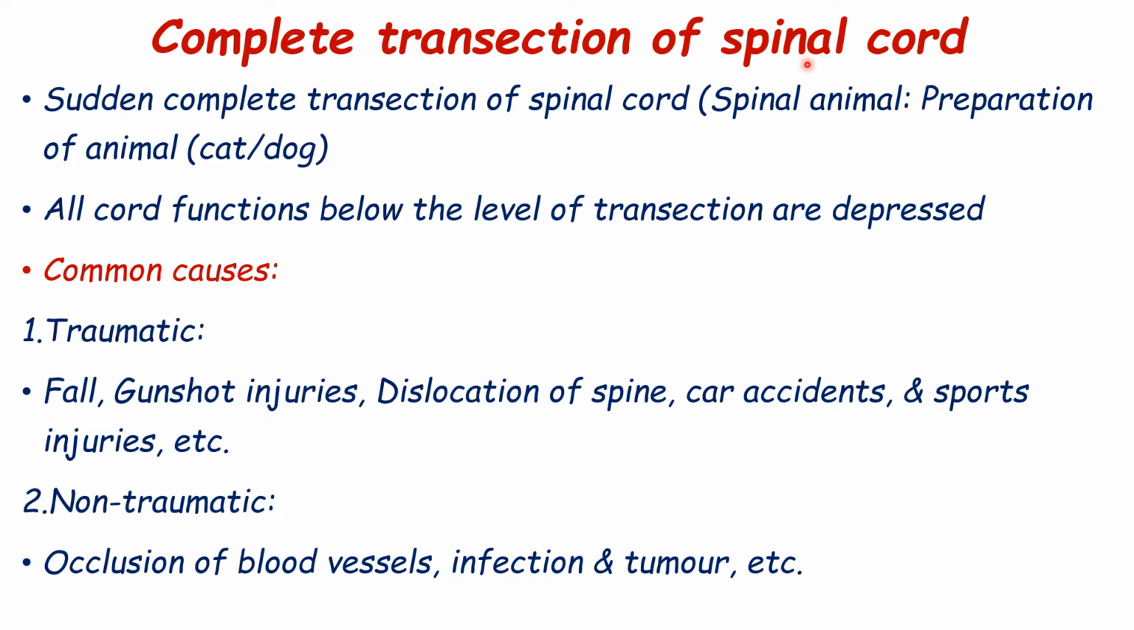Complete transection of the spinal cord, that is, the spinal cord is completely transected. So in this transection, there is sudden complete transection of the spinal cord. This can also be produced experimentally. I talked of this when we discussed the spinal reflexes, that a spinal animal can be produced, that is, preparation of an animal, cat or dog generally are used. So here we experimentally cut the cord below the level of the medulla.